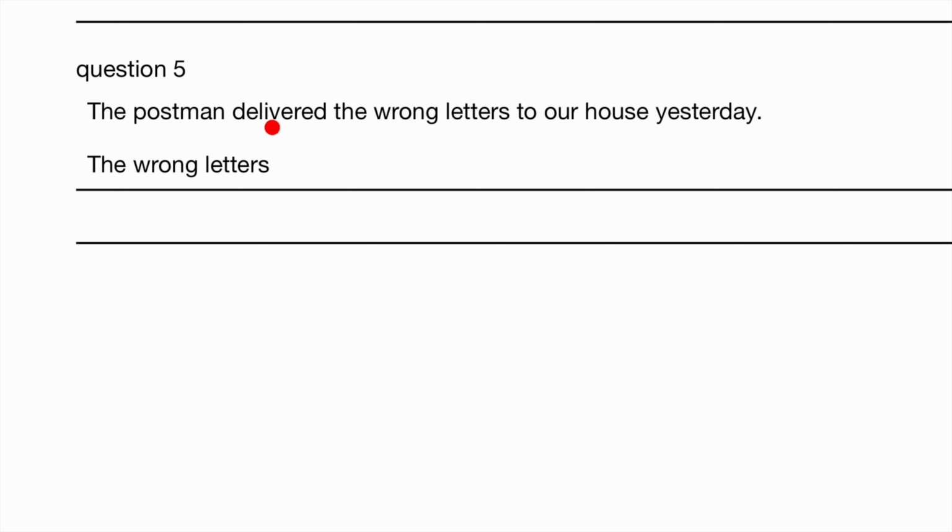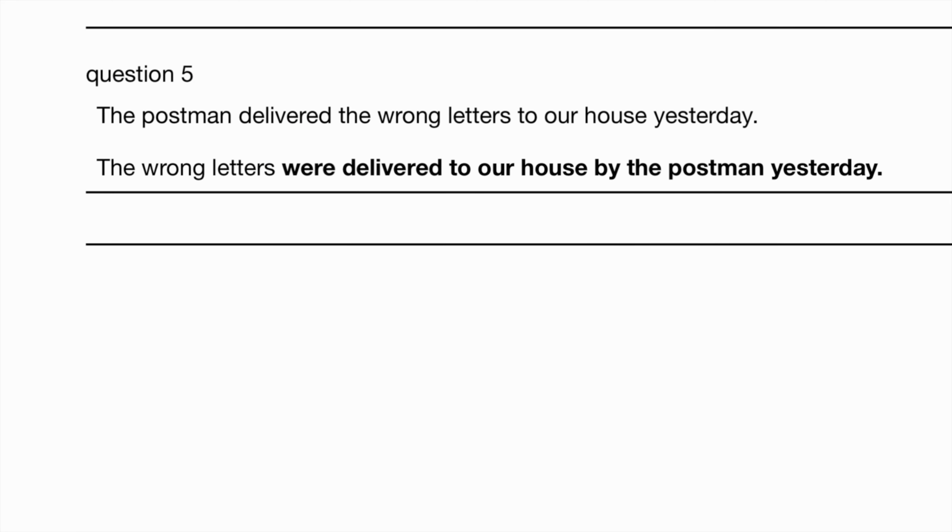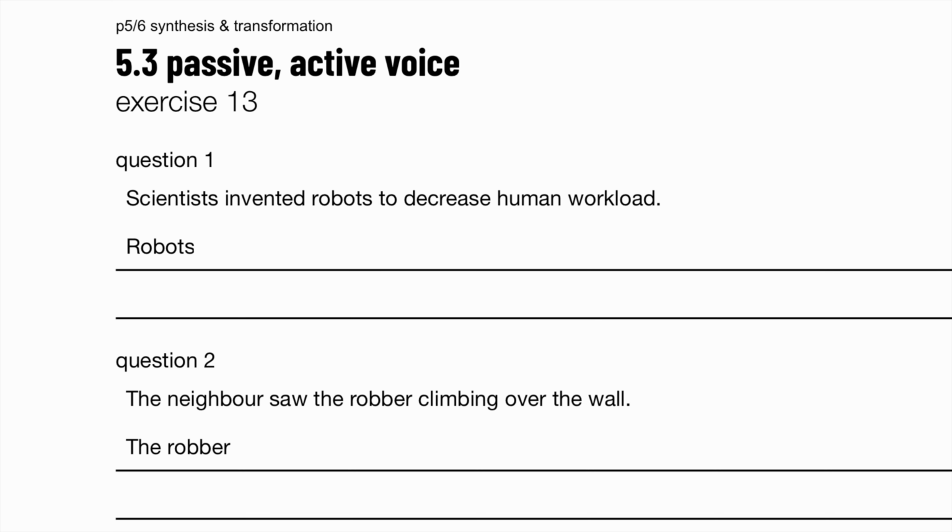The postman delivered, in the past tense, the wrong letters to our house yesterday. So the wrong letters were delivered to our house by the postman yesterday. Make sure we use the past tense, and letters is plural, so were is plural.